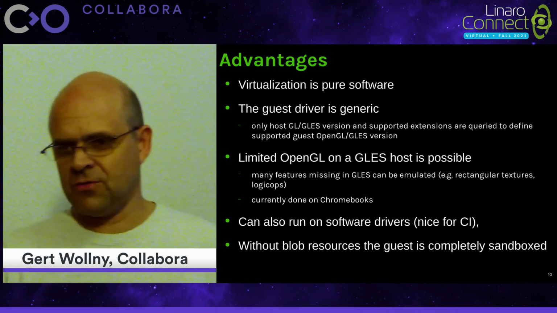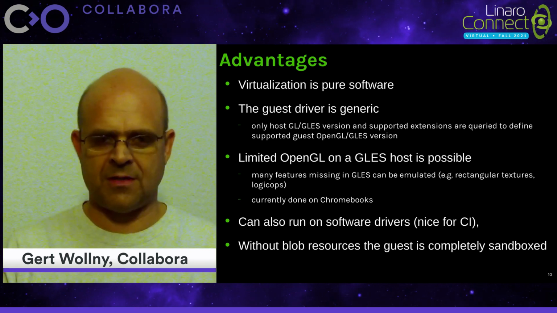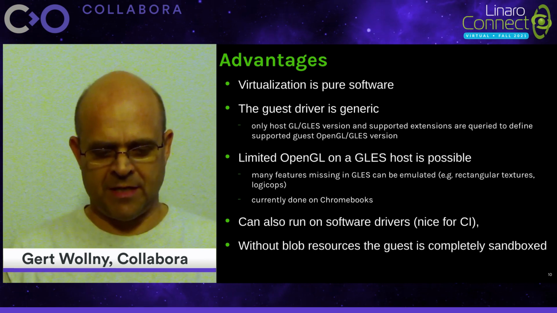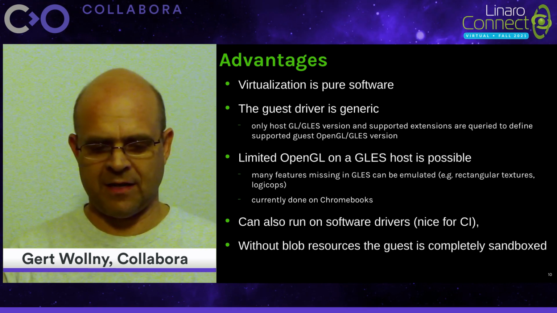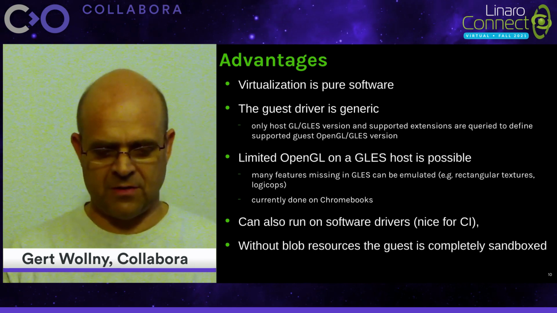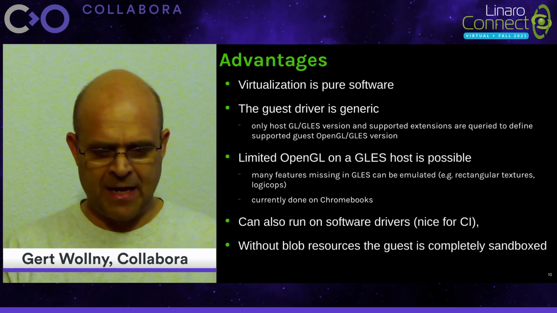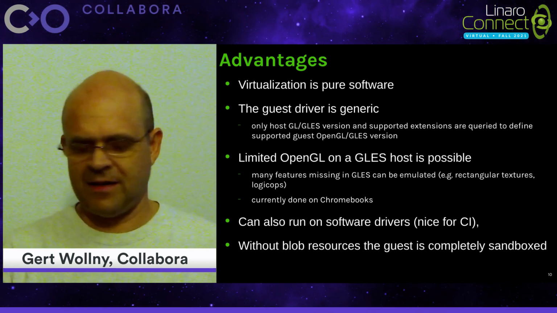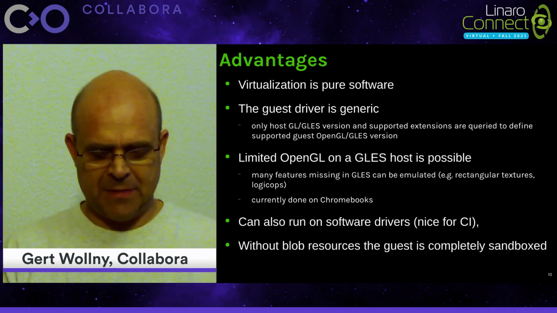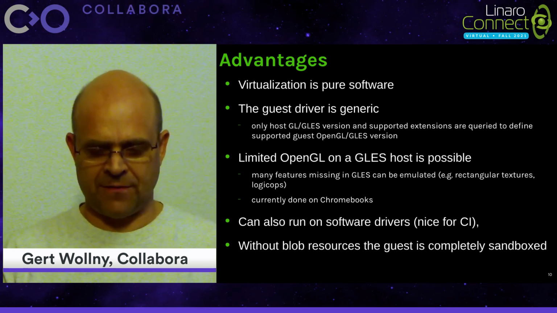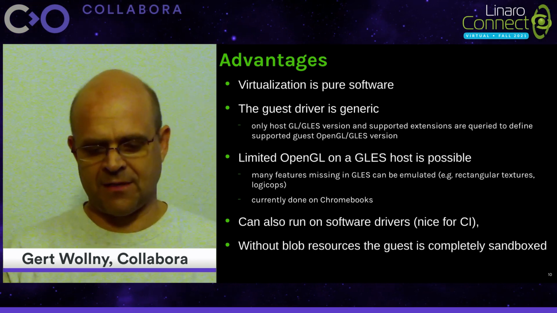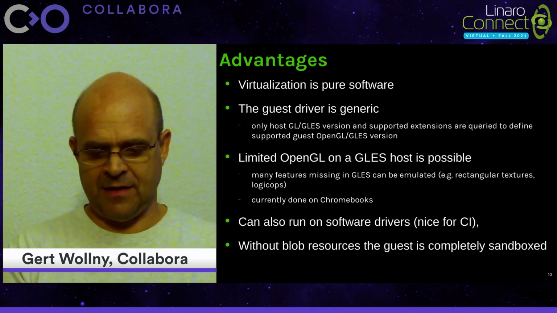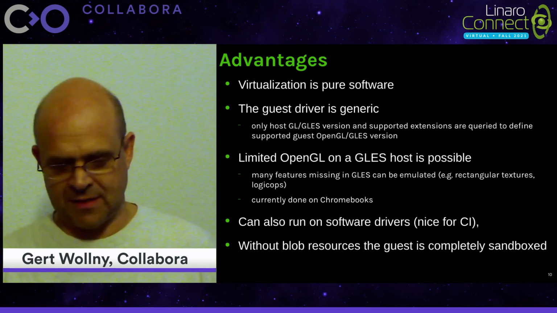Like Portal 2 or something, old games mostly, but also something like Alien Isolation works on the GLES host implementation, even though it requires something like OpenGL 4.3, I think. Okay, the next thing is, of course, since you run on any host driver without specifics, we can run on a software driver, which is nice for running virglrenderer and testing virglrenderer in the CI. And this is actually done in the virglrenderer CI and also in the Mesa CI.